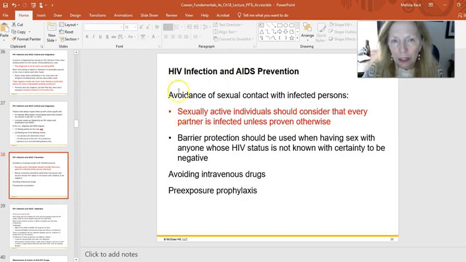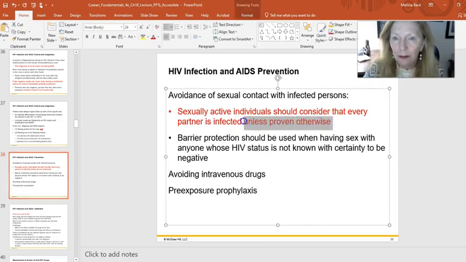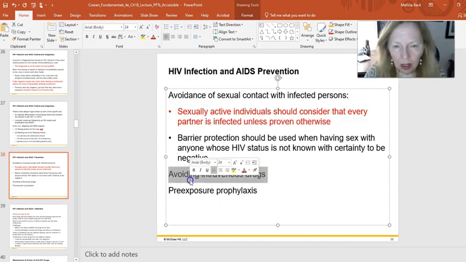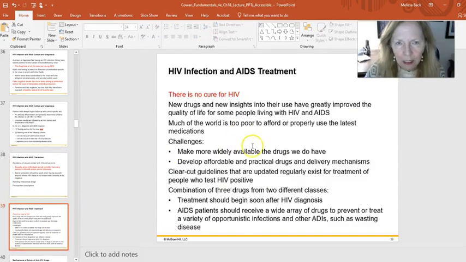So really, the way to prevent it is avoidance of these body fluids with infected people. Sexually active individuals really should consider everybody that they encounter as infected, unless they've proven otherwise. And the only way to be proven otherwise, this is from your textbook by the way, is, well, I don't know how you ever prove monogamy, but after 6 months. After 6 months, and then barrier protection is always important. Certainly avoiding intravenous drugs and sharing needles, that sort of thing. These are all important things.